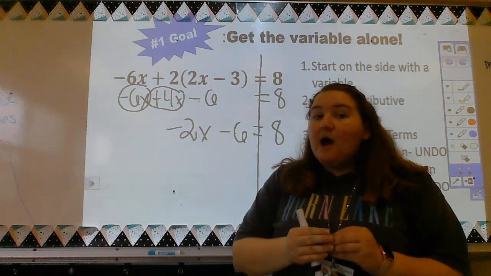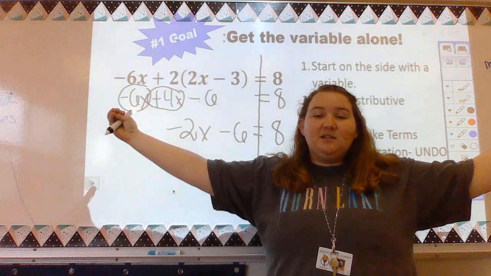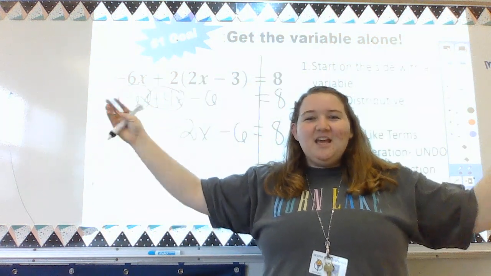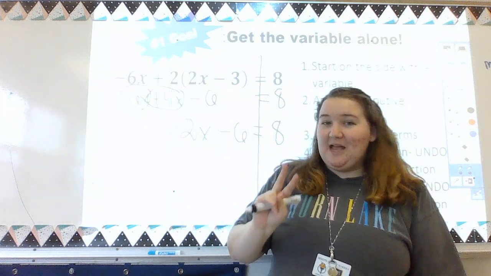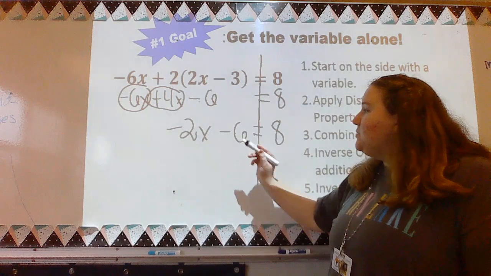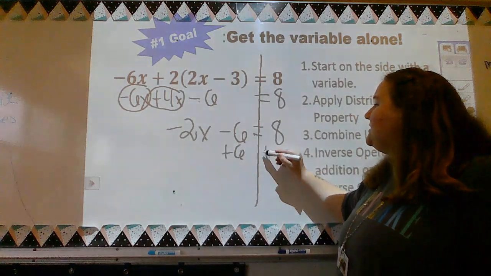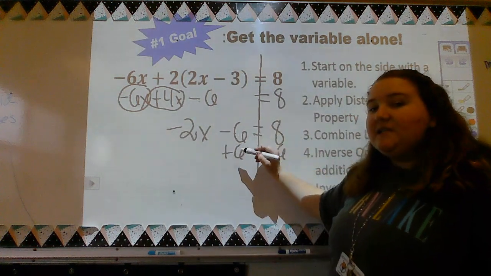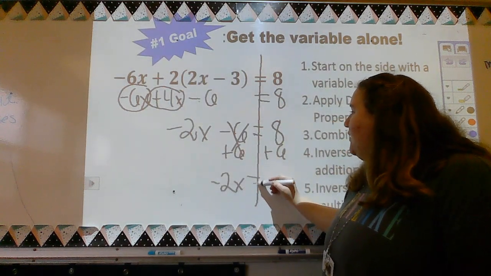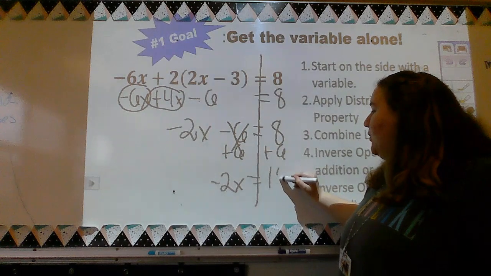We have gone from a long, complicated equation to a simplified 2-step equation, okay? Now, get rid of addition and subtraction first, so I'm going to add 6 to both sides. Negative 6 plus 6 cancels, bring down negative 2x, equals 8 plus 6 is 14.